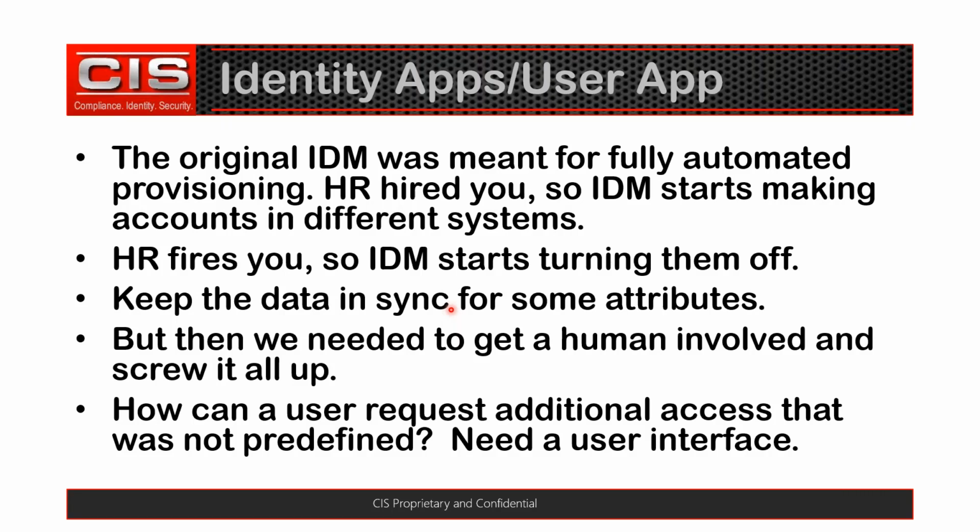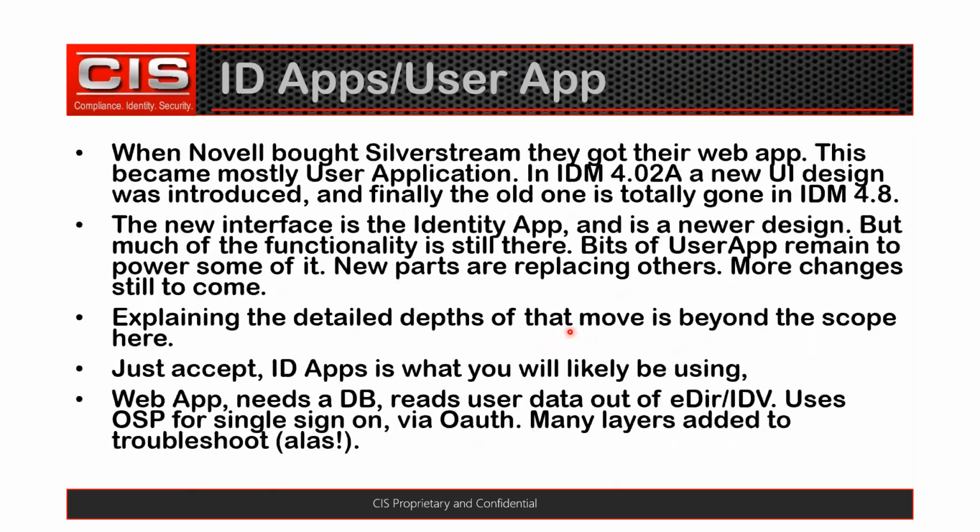So how can we give some way to ad hoc request access to things that were not predefined and automatically done by HR, or triggered by stuff happening in HR? Well, we need a user interface. Years ago, I've lost track, I don't even know what year it was now, Novell bought Silverstream, and out of it they got their web app. They mostly turned that into the user application.